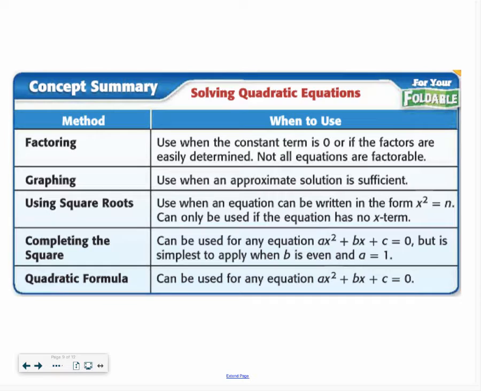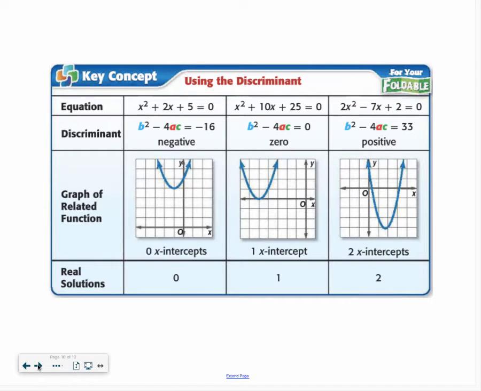Completing the square can be used for any equation that's ax squared plus bx plus c equals 0, but it's simplest to apply when b is even and a is equal to 1. Quadratic formula can be used on any equation that is of the form ax squared plus bx plus c equals 0. It is your foolproof method.